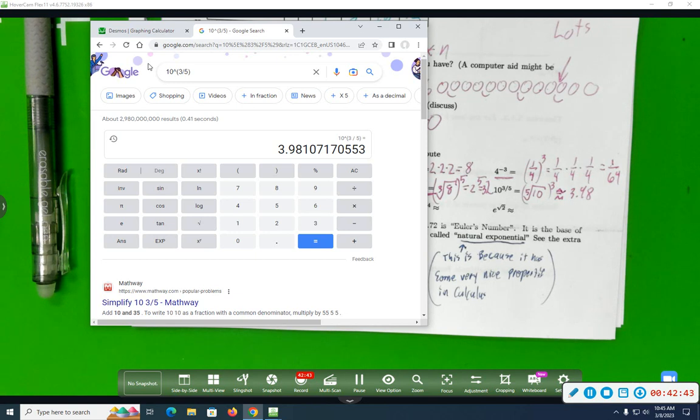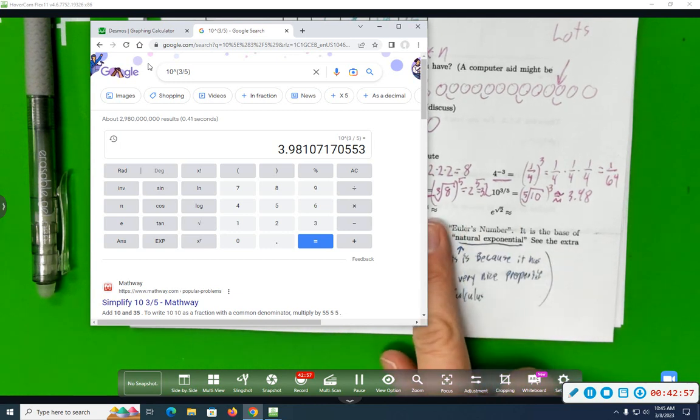How many people are taking at least first semester calculus next term? How many people are planning on going on to second semester calculus? Okay, that's a shame, because that's when Taylor polynomials really happen. Nice.